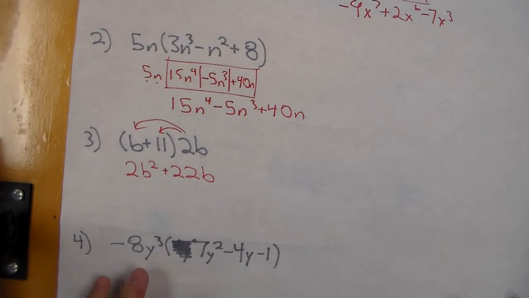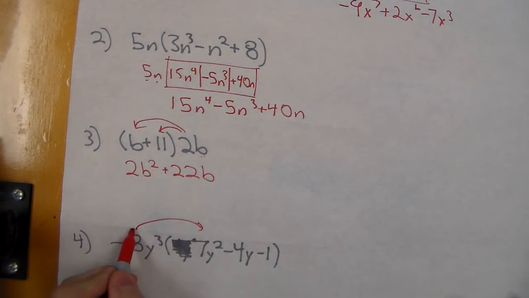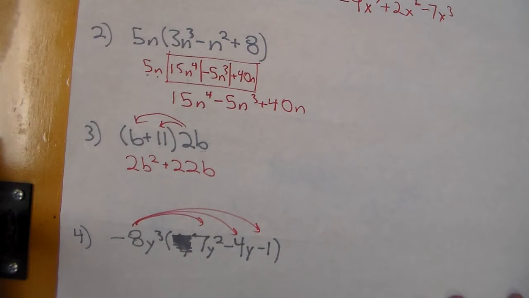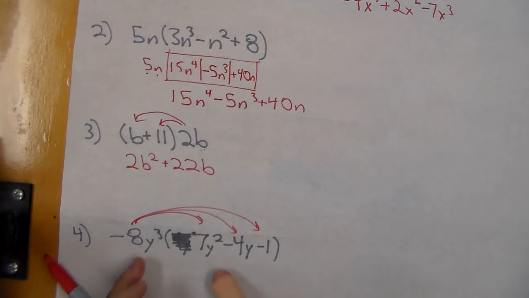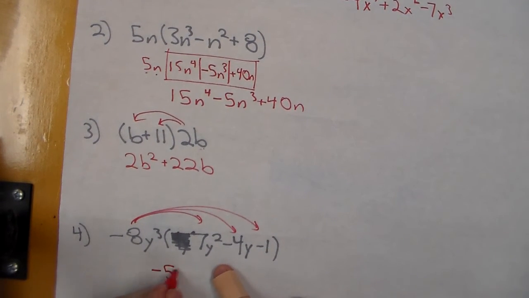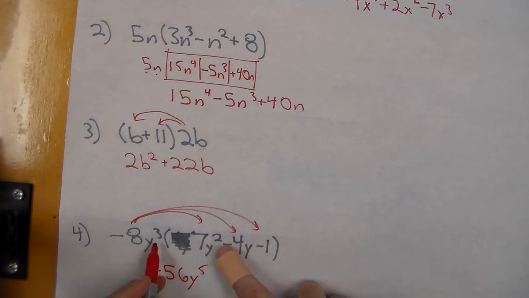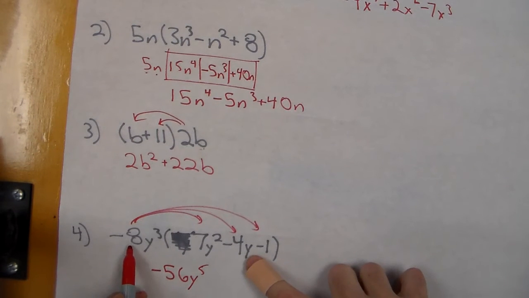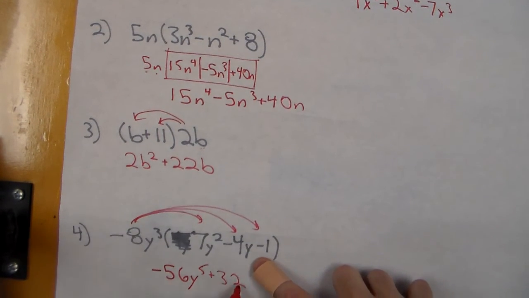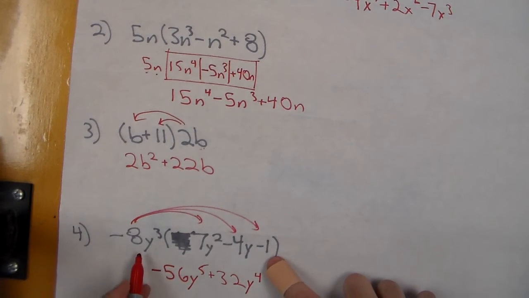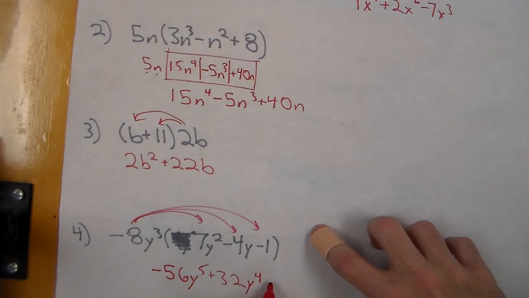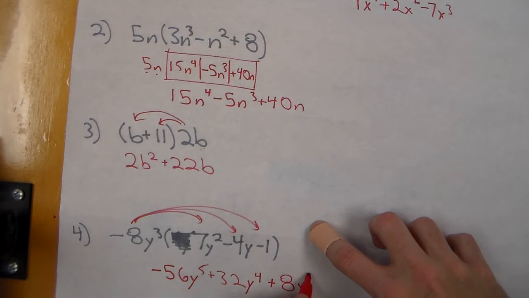Now number 4, we have a negative 8y to the third out front. Let's just try distributive property. If you have to use the box method, that's fine. You always can go back to that. The key thing is you're being organized and getting the correct answer. So negative 8 and negative 7 gives me a negative 56. Y to the third and y squared gives me 5 y's, because I have 3 and 2, 5 together. Here I get a positive 32, negative times a negative, and this is going to be y to the fourth. And the last one, negative 1 times that term is going to be plus 8y to the third.